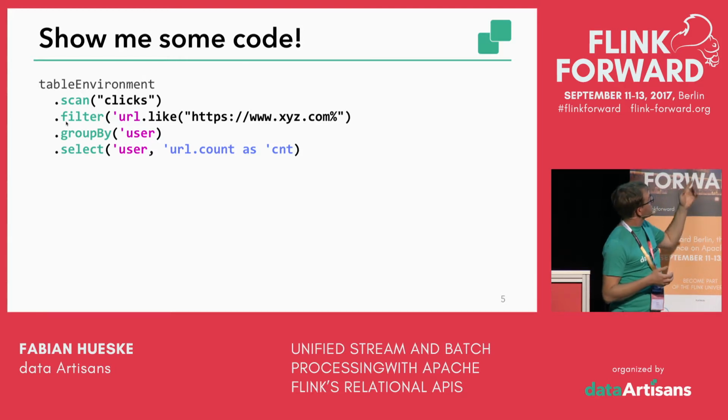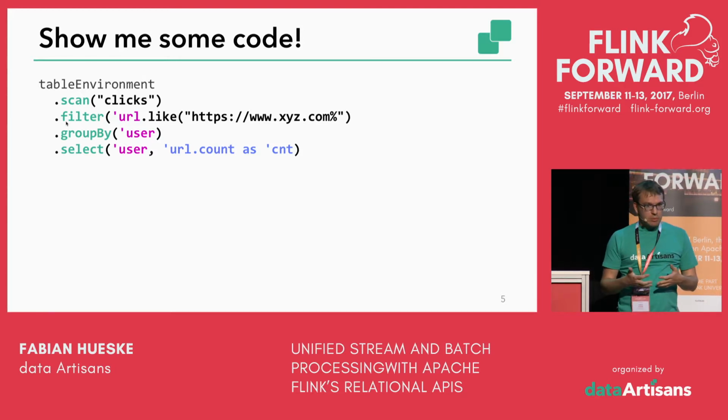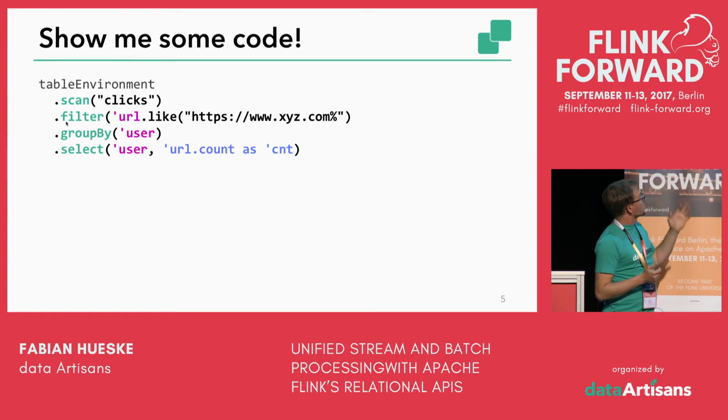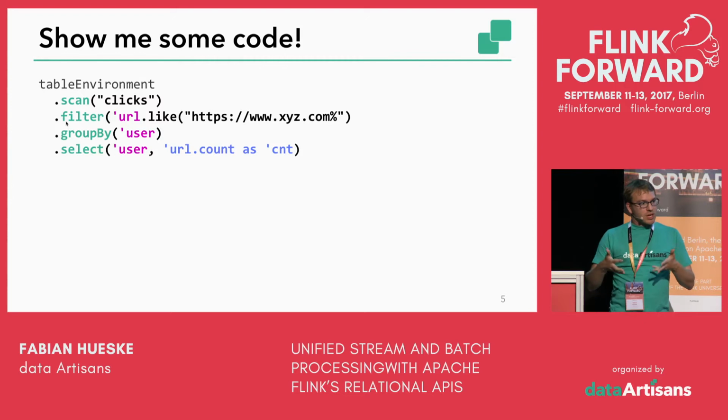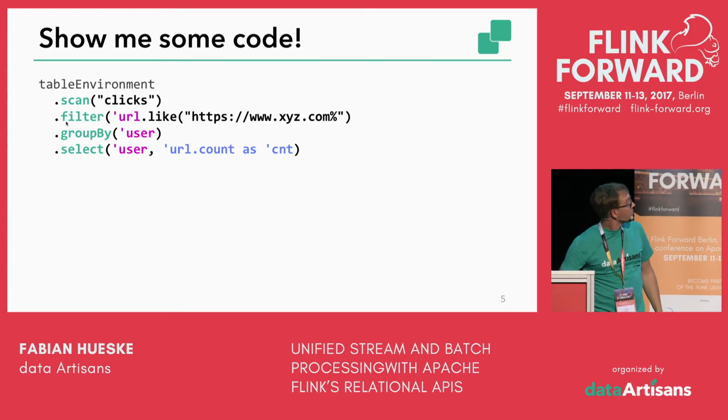So this is a fairly simple query. In this example, this is the Scala version of the table API. There's a Scala version and a Java version. And in this example, you see that all of this is nicely embedded into the language, and all of that is also checked by the compiler.